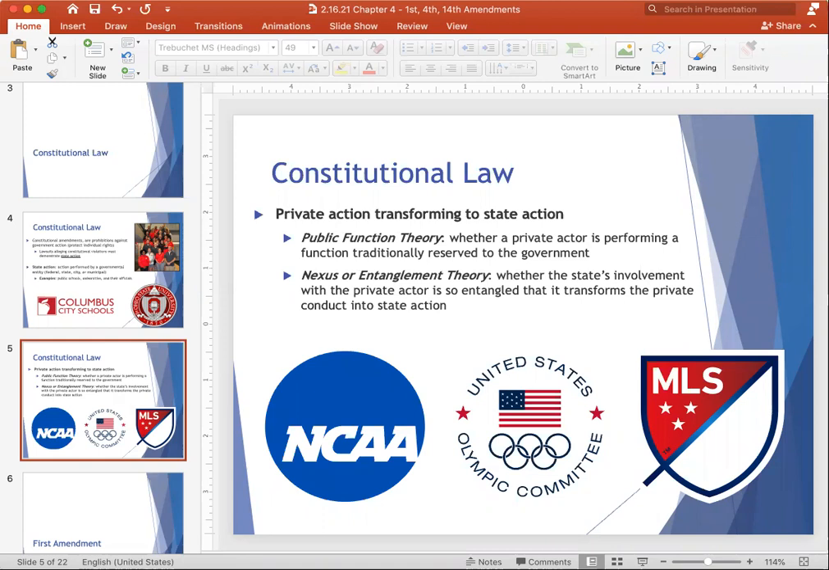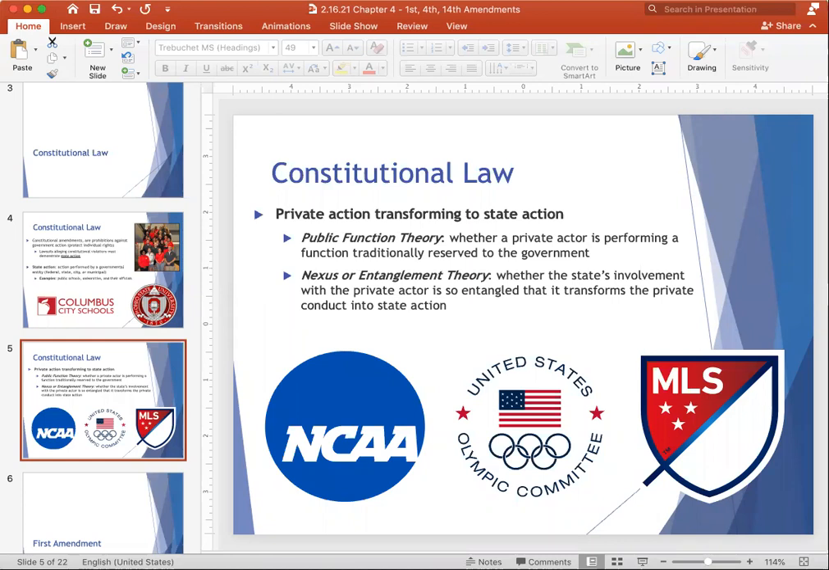The interaction between the state and the private actor really needs to be really entangled. So an example might be, going back to police officials, if the state is actively engaged in the decision-making process of the internal operations, like the police department is giving input into the security measures at the stadium and developing policies and developing protocols. Well, in that case, the state is actually engaged in the internal operations and decision-making of the private actor, and then the private actor's conduct would constitute state action.